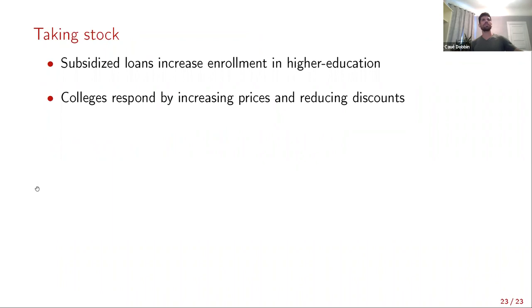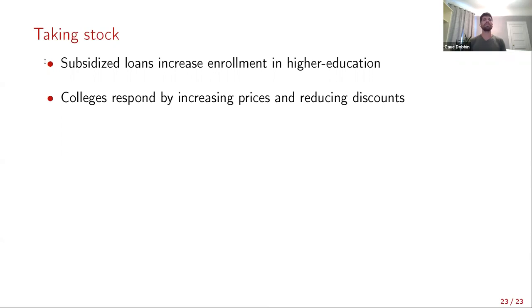So that's it. I'm going to conclude and discuss briefly my next steps with you guys. So just taking stock of what we discussed today, we found that subsidizing loans do increase enrollment in higher education. We saw that students that were scoring above the minimum score to get loans were much more likely to enroll in college. So loans are effective in increasing enrollment.